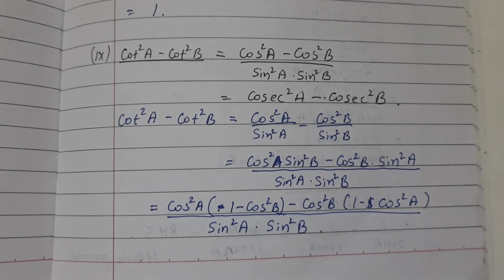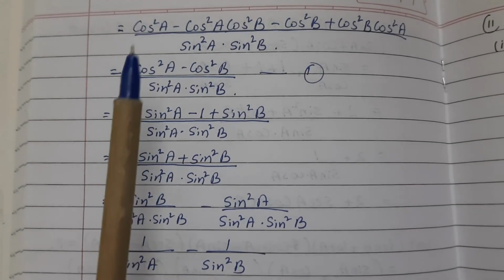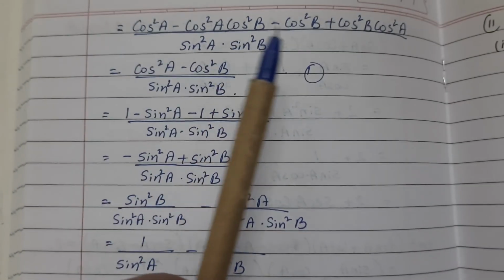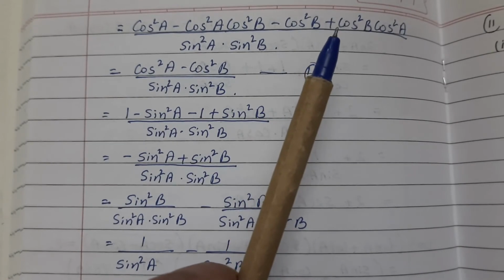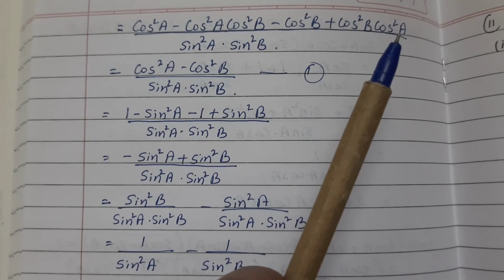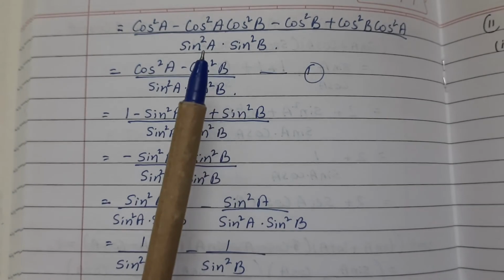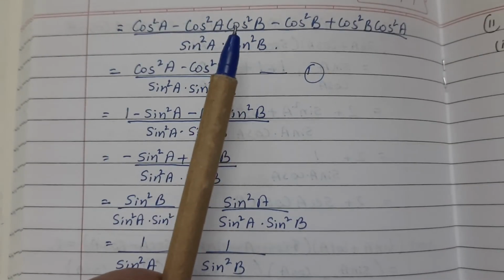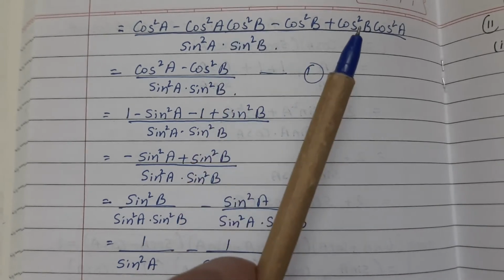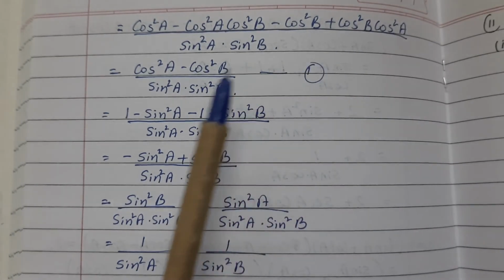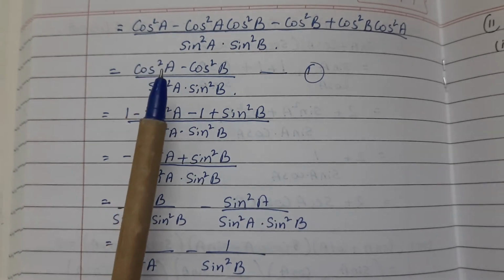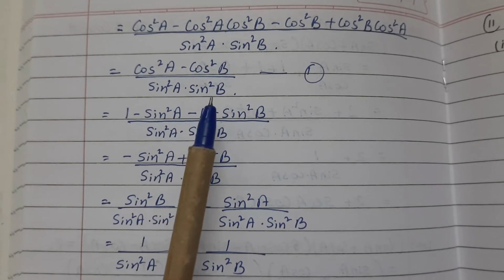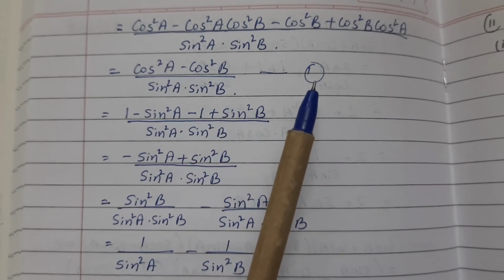Open the bracket. So when we open the bracket, we get cos square A minus cos square A into cos square B minus cos square B plus cos square B into cos square A upon sin square A into sin square B. Minus cos square A cos square B plus cos square A cos square B cancel each other. What remains? Cos square A minus cos square B upon sin square A into sin square B. That is the first part of the proof.